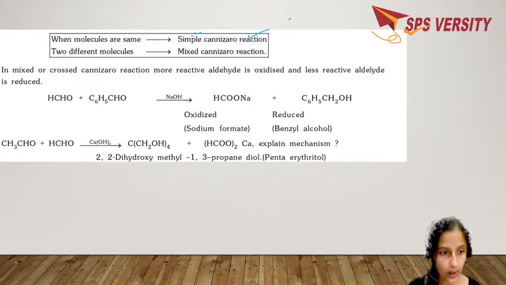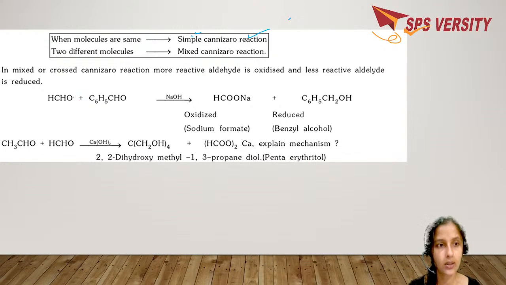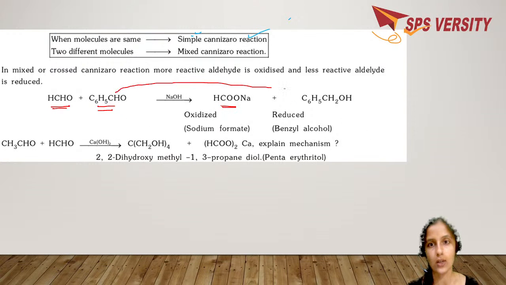I'm unable to locate the position of the marker, so I'm changing the ink. So this is formaldehyde reacting with benzaldehyde in the presence of NaOH. One of the molecules gets oxidized, that forms sodium formate, and the other one, this molecule, gets reduced to benzyl alcohol.